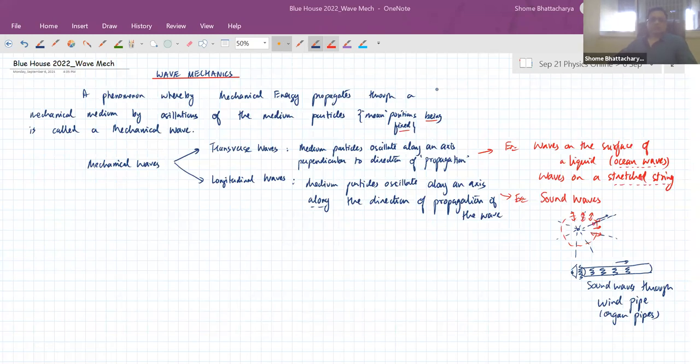So you might be wondering what I mean by this term resonances and all that. All in good time, as part of this chapter, especially the second part of this chapter, sound, we will understand what resonance means. And we'll understand the actual working principle of all these organ pipe kind of situations, or even vibrations of a stretched string in terms of resonance and frequency.